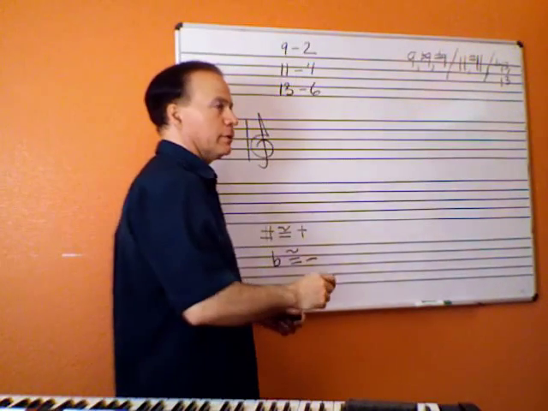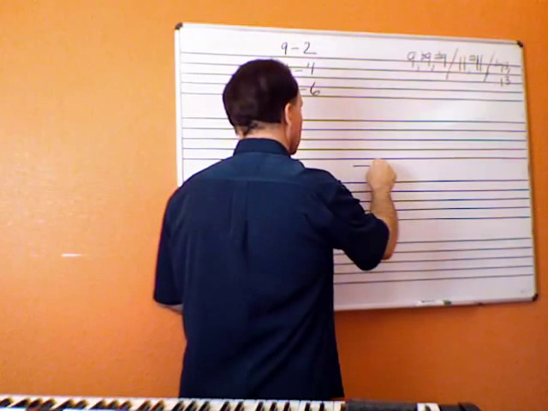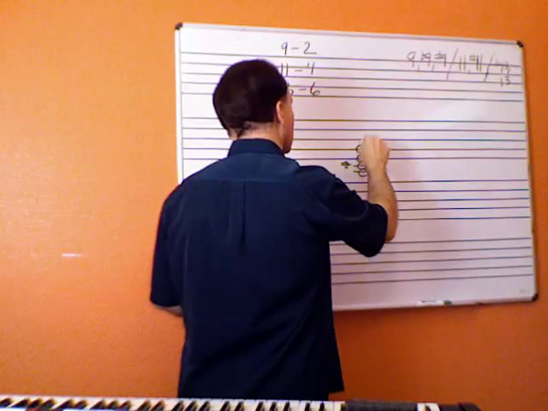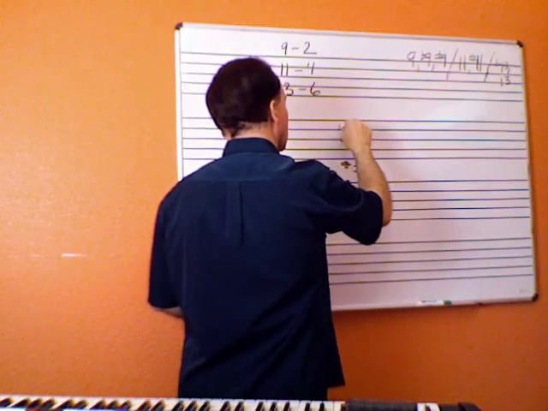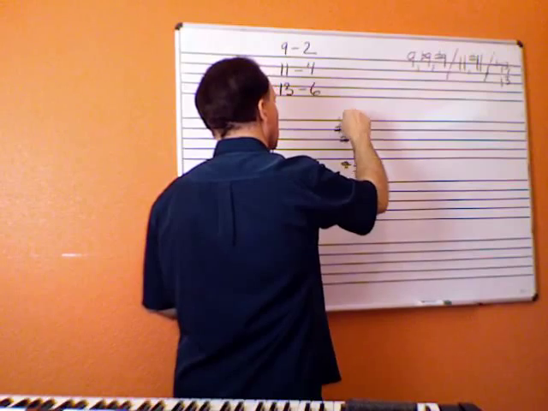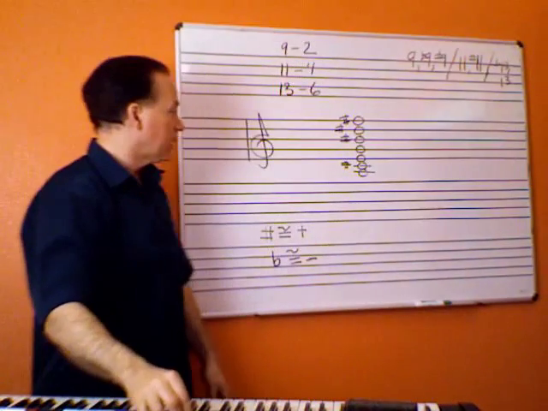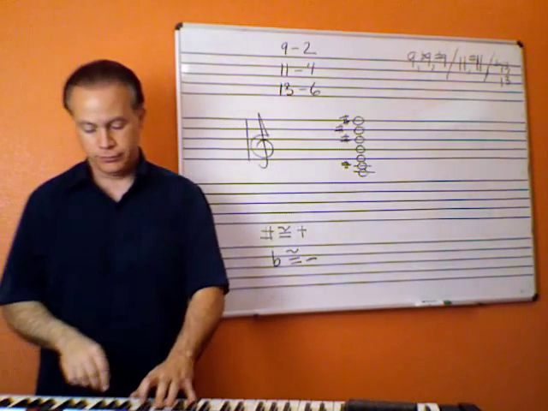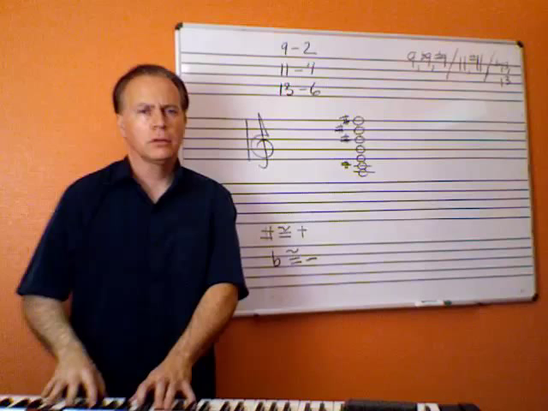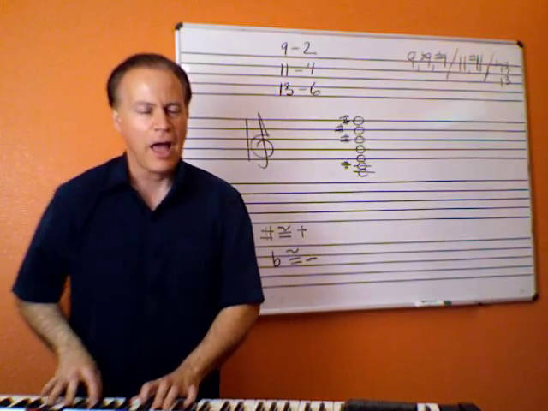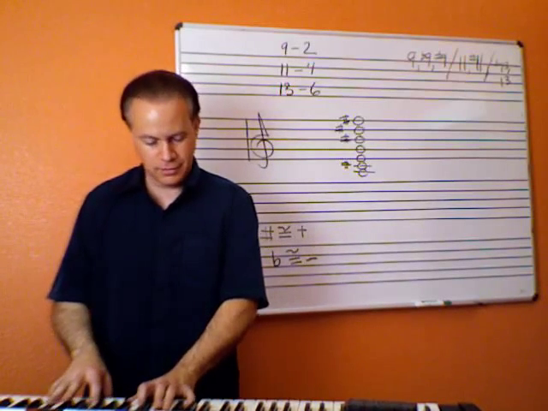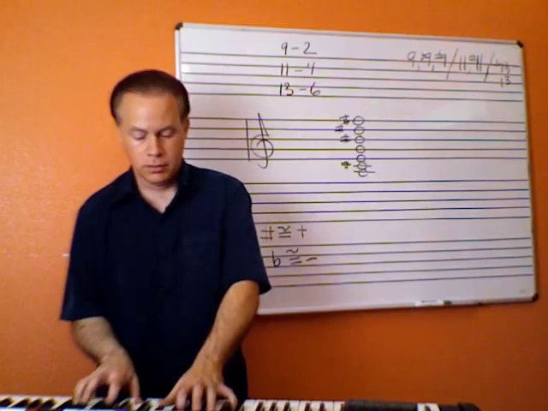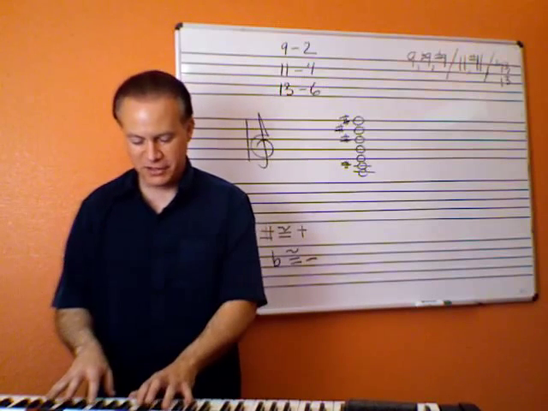Building this one from A. Right. Looks like we got A, C sharp, E, G, B sharp, D sharp, and F sharp. That's a big chord. Let's see. Ooh, that's a nice one. Okay, there it is again.